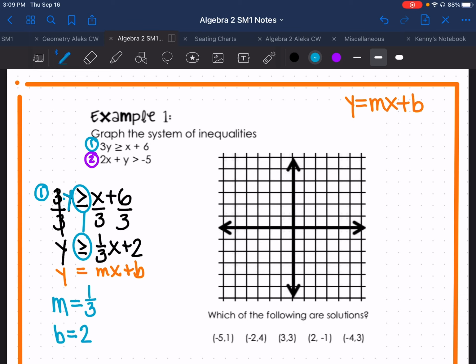Remember, we always begin our graphing at the beginning. And then our slope shows us how to move. In this case, 1 up and 3 to the right. So 1 up, and 3 to the right. 1 up and 3 to the right.